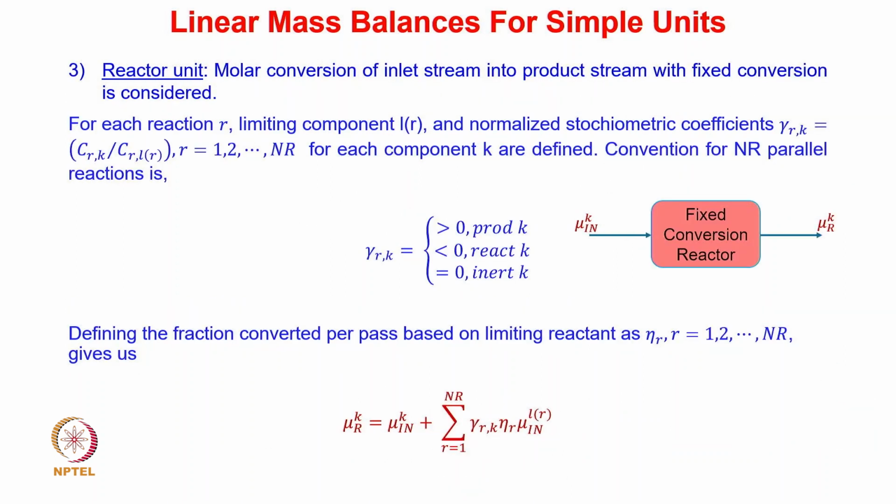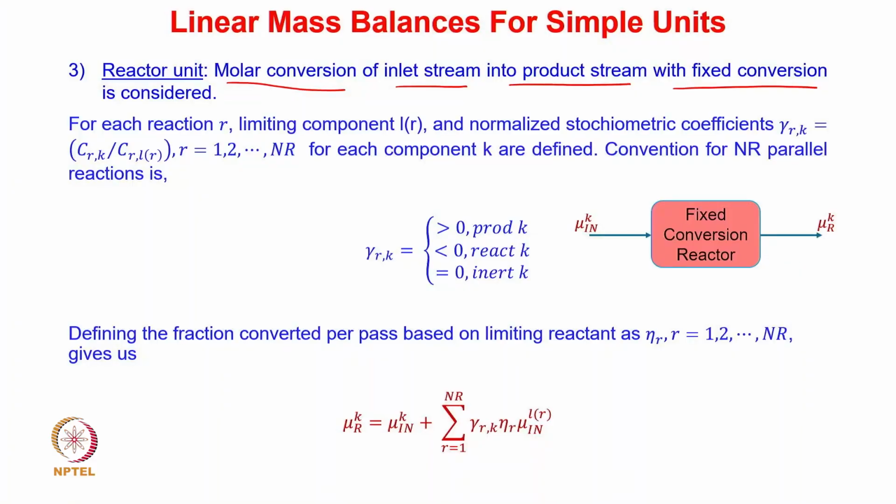So coming to the third unit, it is a reactor unit. In a reactor unit, we are looking at molar conversion of inlet streams into product stream, with fixed conversion considered here. In this case, we are trying to represent inlet and outlet in terms of the molar flow rate instead of the mole fraction. You can see that representing input and output in terms of molar flow rate has the advantage that it will give you linear equations.